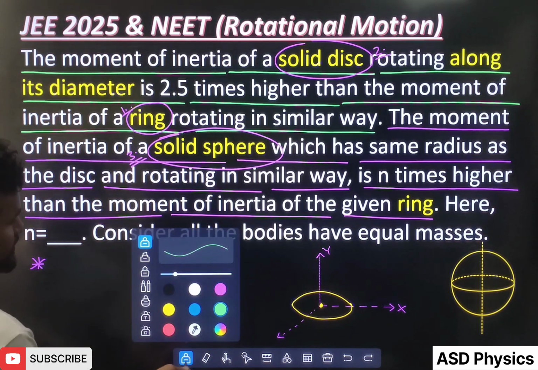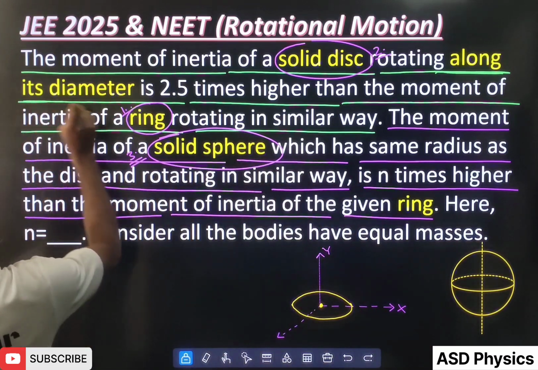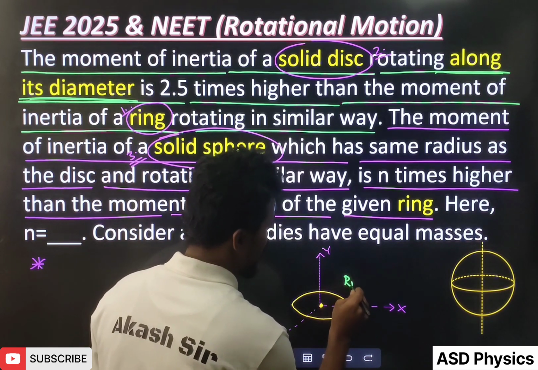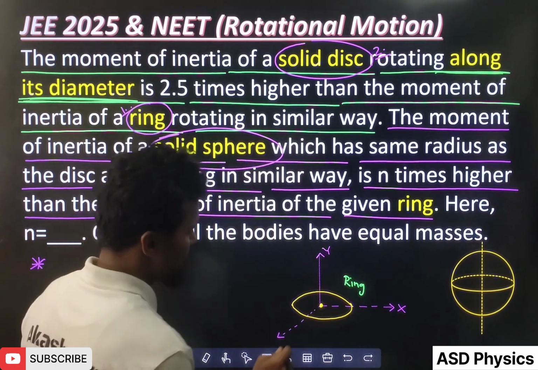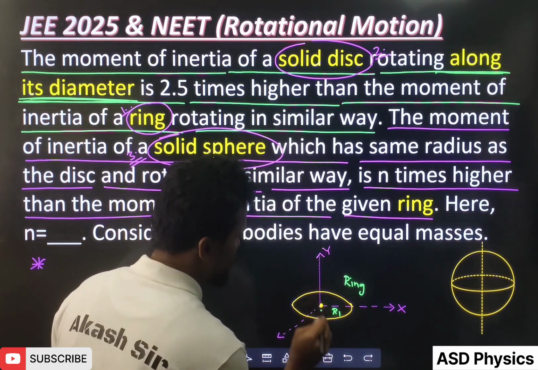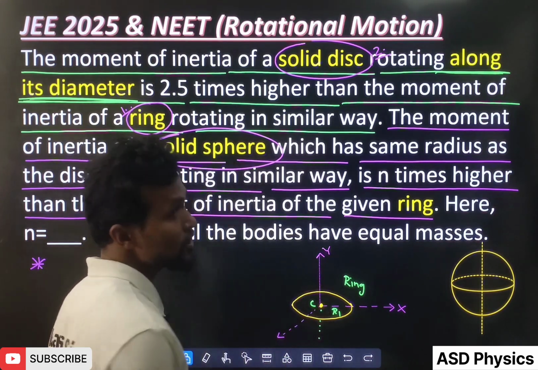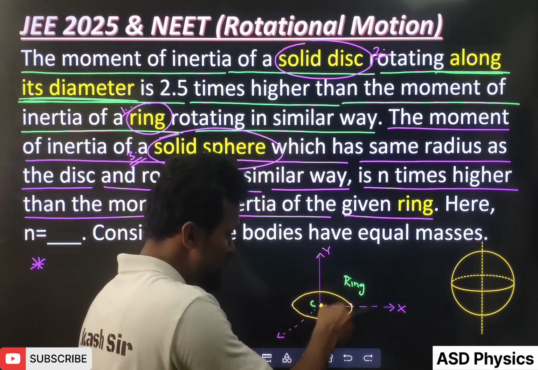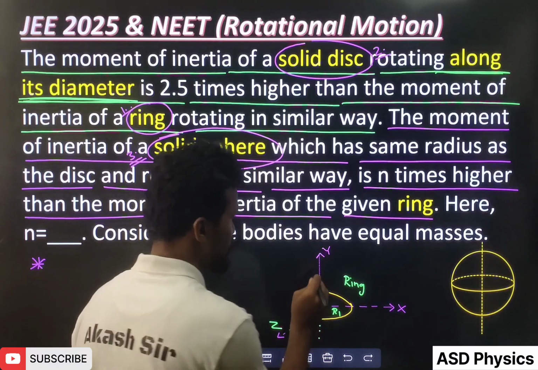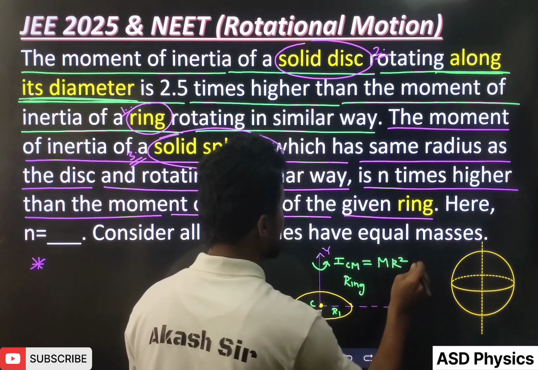So now, one by one. Here one more thing is there, students. They are telling us rotating along its diameter. Okay, so see here, if I talk about the ring, let's take that it has radius r1. Remember that you know the formula when the axis passes through the center of mass of the ring and perpendicular to the plane of the ring. You can see this ring is in the zx plane, and this perpendicular axis is y. So if this ring is rotating about the y axis, its moment of inertia is mr square.